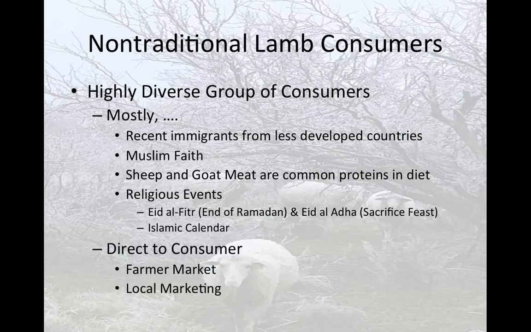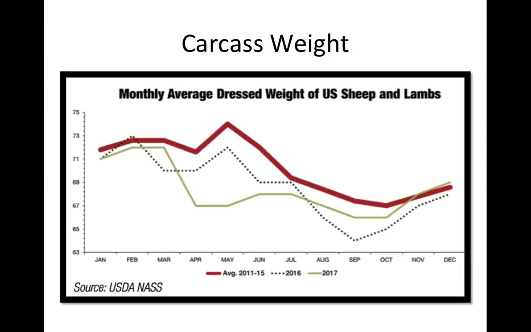But ethnic or non-traditional consumers aren't the only consumer in a non-traditional market. We also have the direct-to-consumer. These lambs don't go through the traditional chain. They're typically processed at a local processing plant, sold through farmers markets or local marketing. And so that's just kind of to define the two different lamb consumers as we move through this presentation.